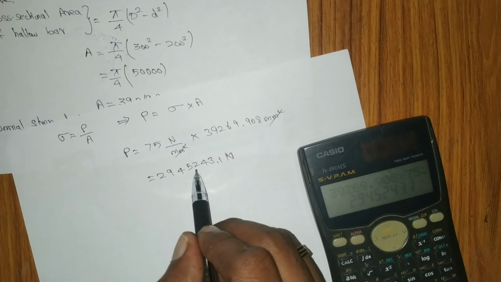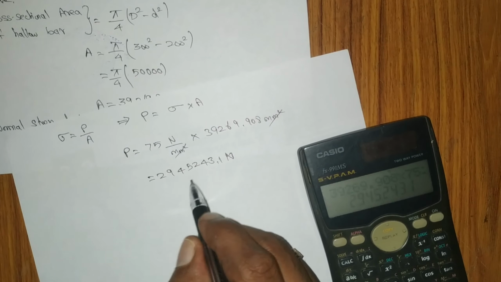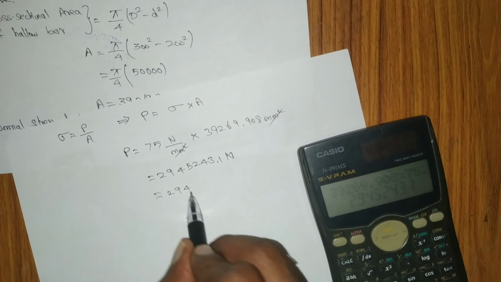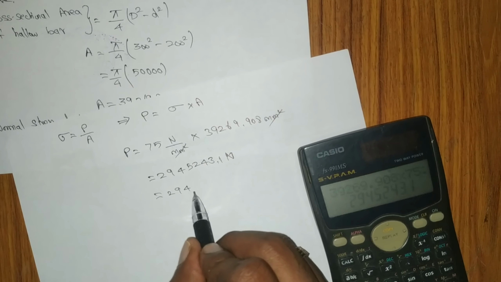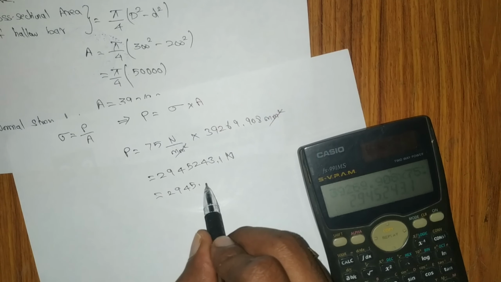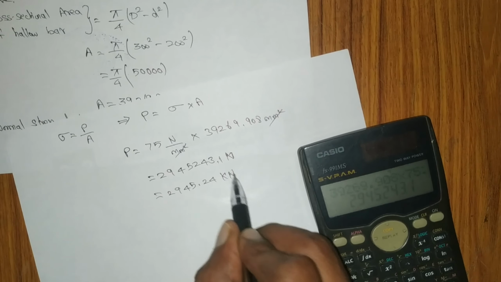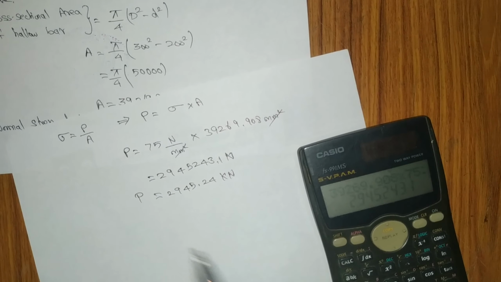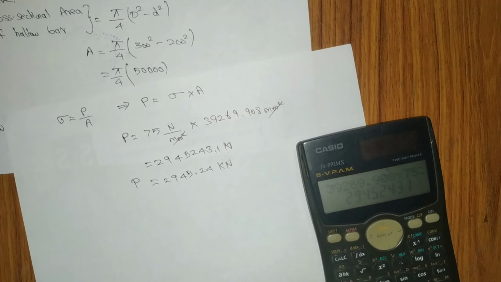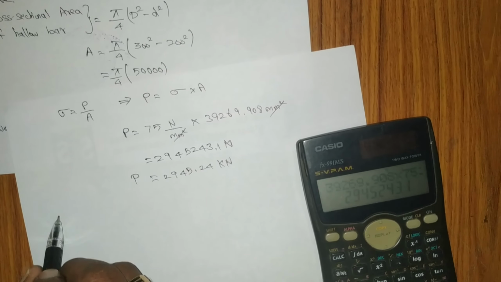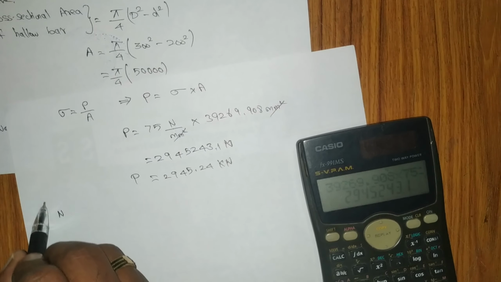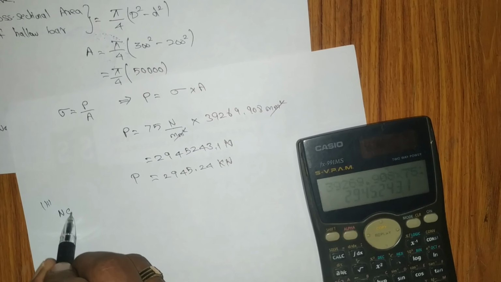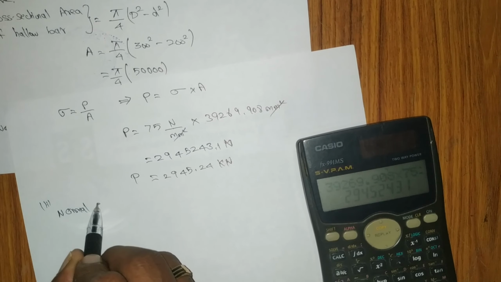So we write 10 to the power of 3, and we get 2945.24 kilo Newton. We changed this to kilo Newton, right? Load we have got. Next, normal strain we need to find out. Second one, we will find normal strain.